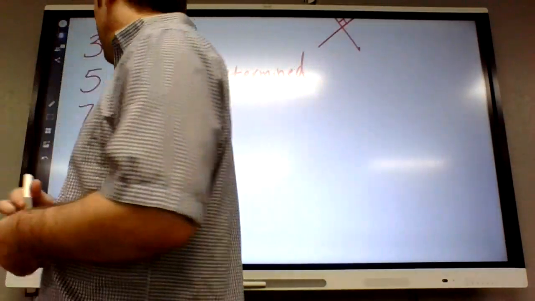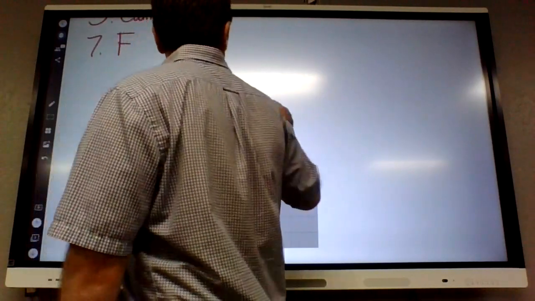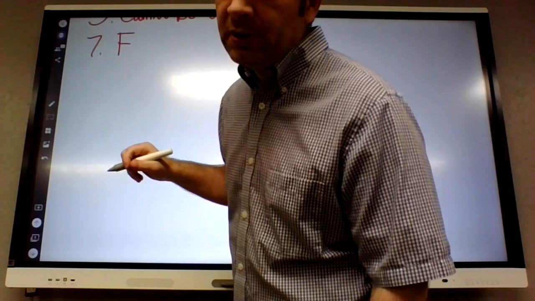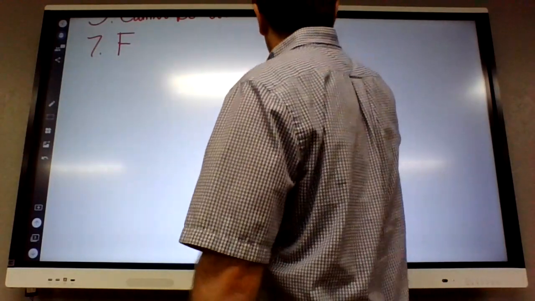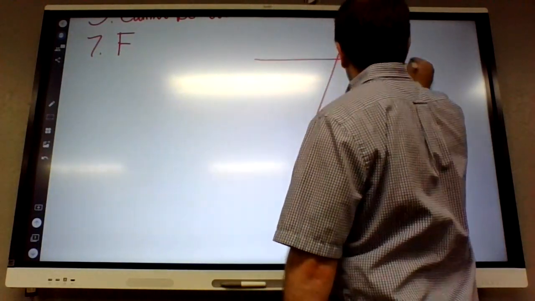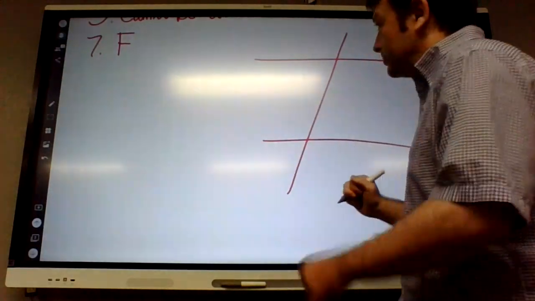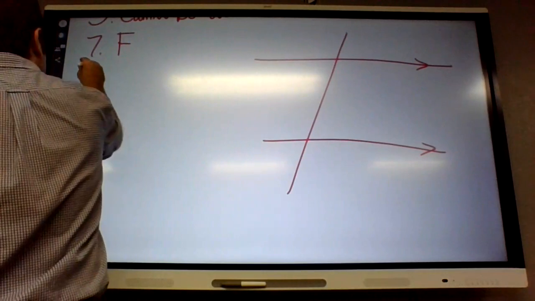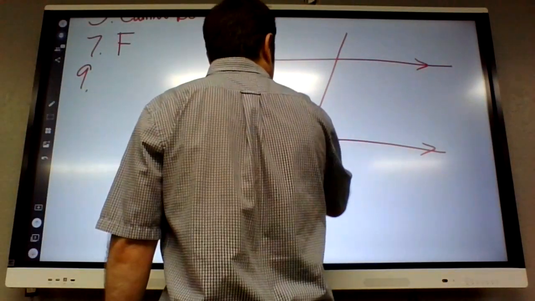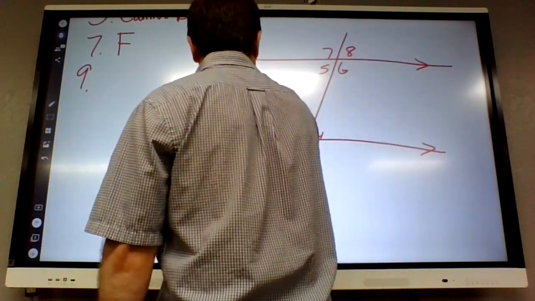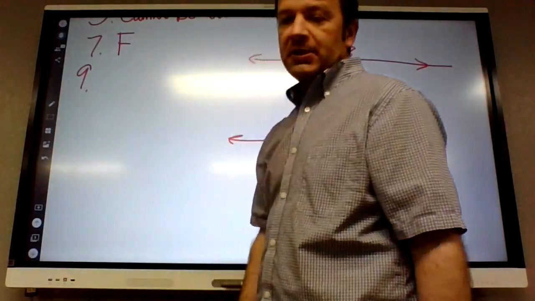Okay, number 9. I'm going to draw this picture. It goes 1, 2, 3, 4, 5, 6, 7, a little something like this. Now, do we know these two lines are parallel for number 9? Yeah, because they put little red arrows over there. We do know. Okay, so it goes 1, 2, 3, 4, 5, 6.